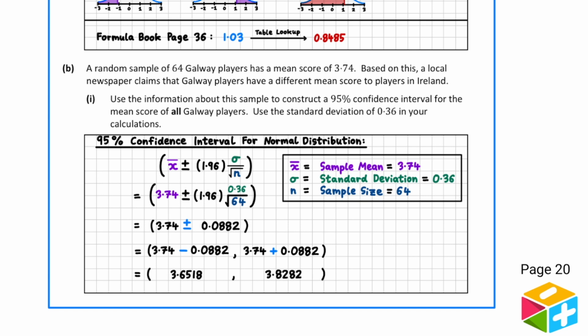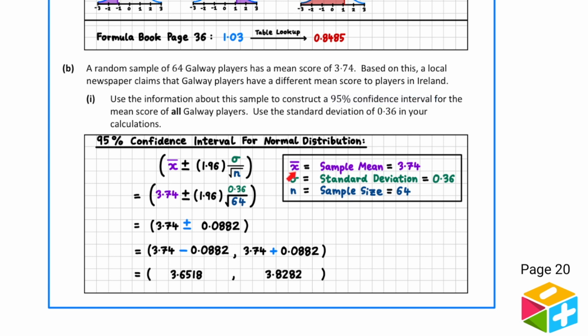We are working with a normal distribution here, and we're asked to find a 95% confidence interval. Thankfully, there's a direct formula that we can use to find this interval. It's the interval x bar plus or minus 1.96 times sigma over root n. Unfortunately, this result doesn't appear in the formula book, so it's something you'll want to have memorised before your exam.